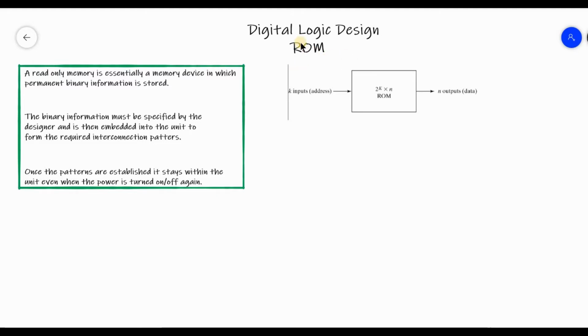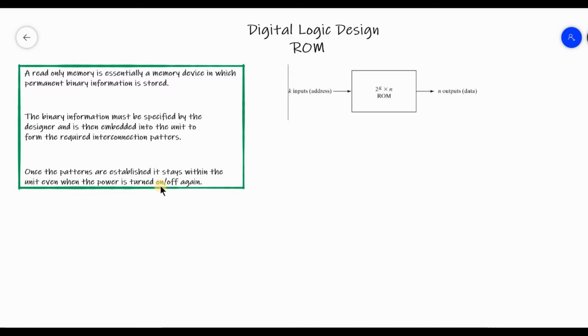A ROM is a non-volatile memory and stands for read-only memory. A read-only memory is essentially a memory device in which permanent binary information is stored, which means we cannot erase, modify or update any information existing in the ROM. The binary information must be specified by the designer and is then embedded into the unit to form the required interconnection patterns. This is explained in the sense of designing and programming the ROM.